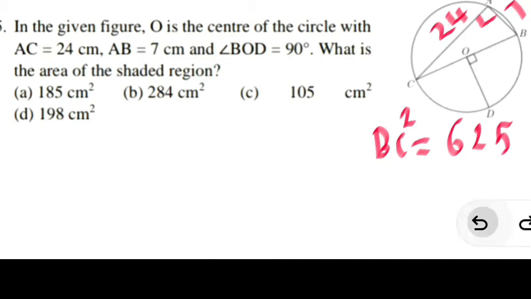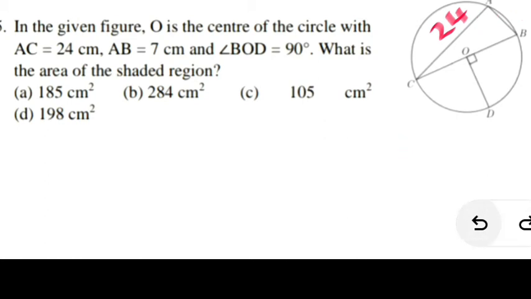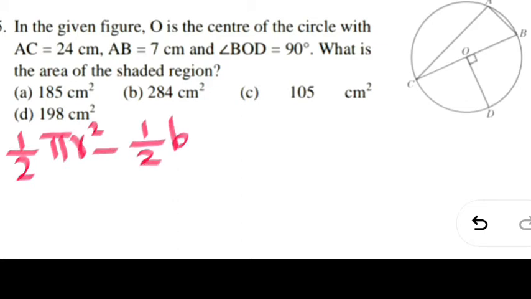Okay. And after that, once again, what do you have to find out? The area of the shaded region. Observe the figure. How to find out the area of the shaded region? Area of semicircle minus area of triangle. Plus, one more area you have to add. This. What is this? It's a quadrant. And what is the area of quadrant? 1 by 4 pi r square. So, what is the area of the shaded region? Half pi r square, area of semicircle, minus area of triangle plus area of quadrant.